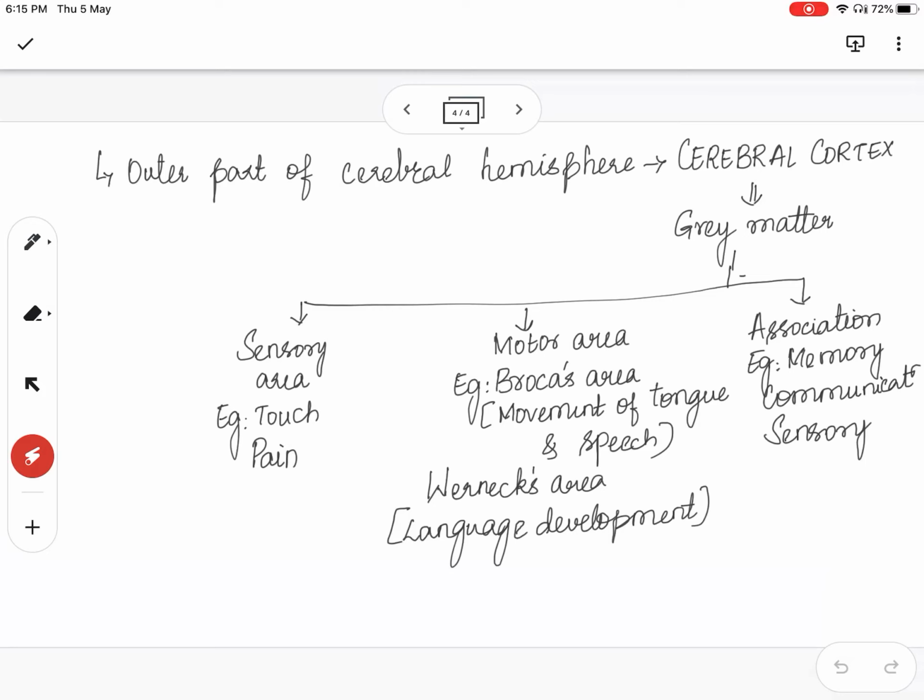Association area is neither sensory nor motor in function, but it helps in understanding the sensory inputs, or memory, or communication, like how the ability of communication will be done. So these are the major functions taken care of by the three functional areas present in the cerebral cortex.